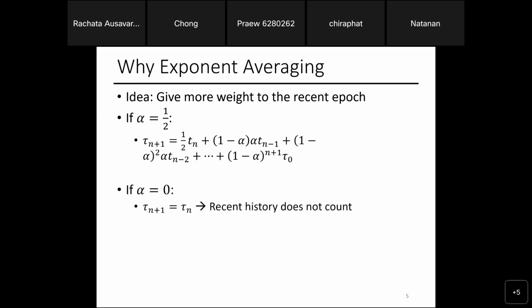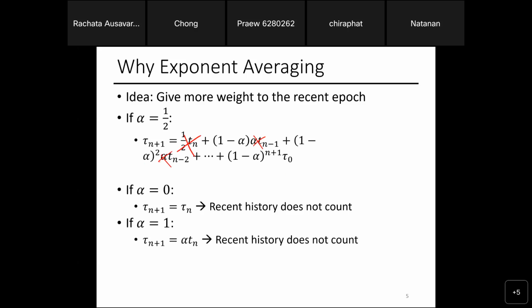If alpha equals 0, I basically don't count any recent history. If alpha is 0, I don't count this guy, right? Because it's alpha multiplied by that guy. Alpha is gone everywhere. So history doesn't matter if alpha is 0.